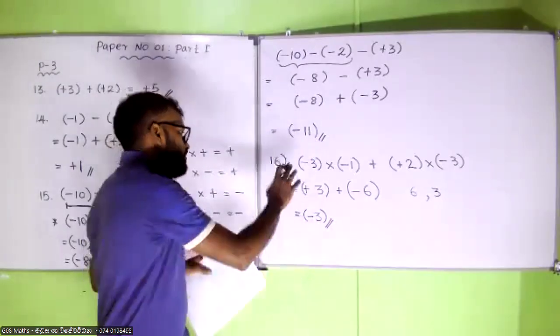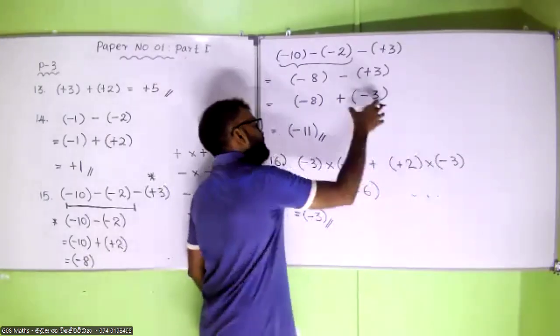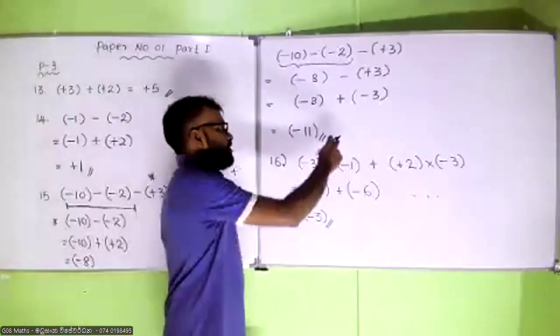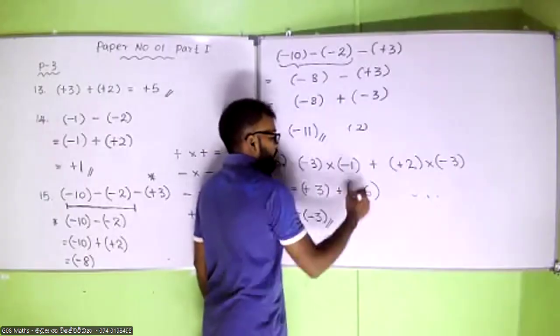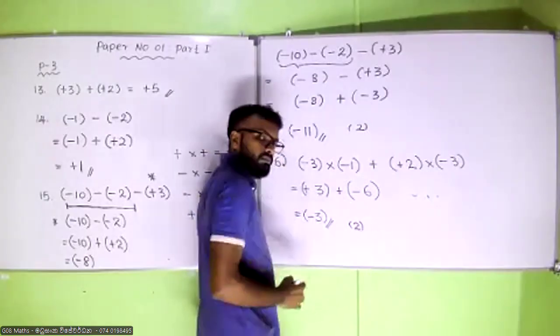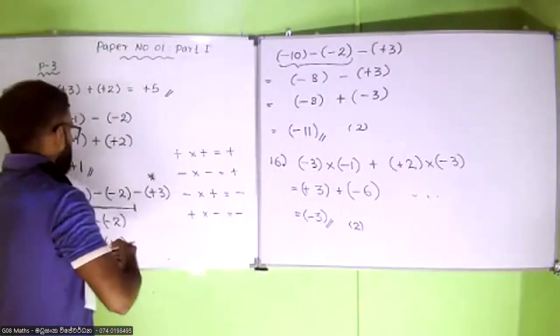Right. So if you have this answer and this answer, you will be getting 2 marks for here and 2 marks for here.